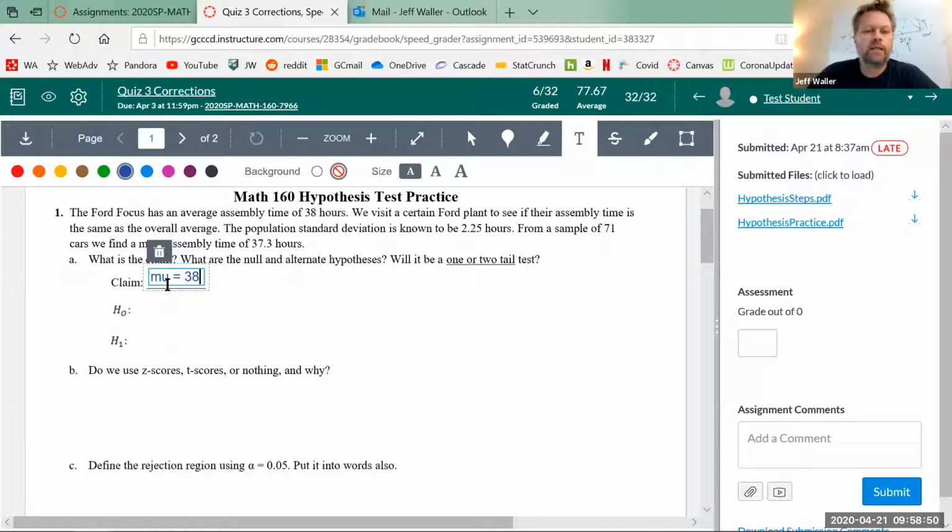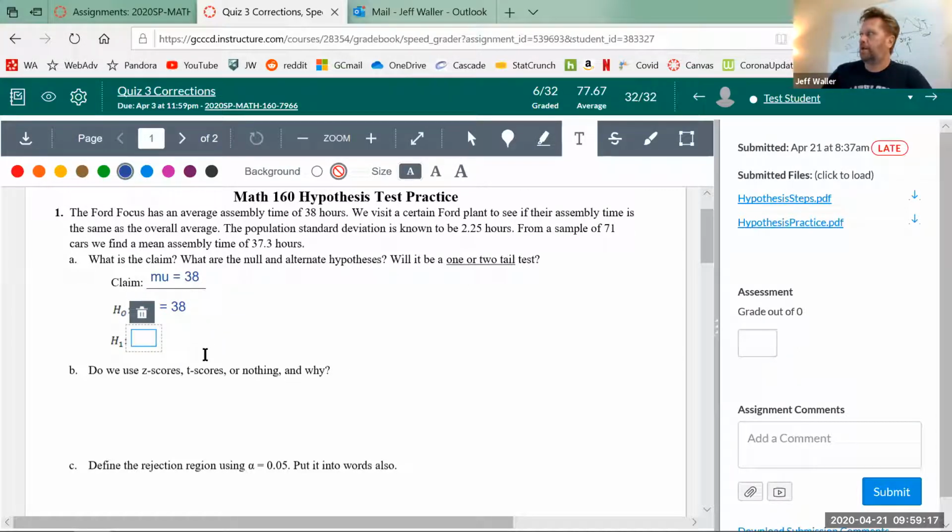So where's that going to go? My first thing I think about is what's the claim in English, translate it to Mathish, step back and say, does it go into H0 or does it go into H1? Yes, Malachi. It's got an equal sign, so it goes into H0. It's that simple. Because it's got an equal sign, it goes into H0.